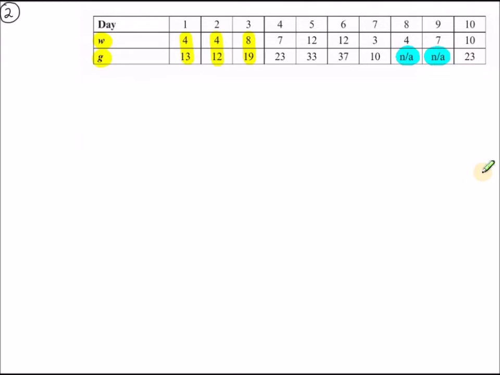If data is not available, there's nothing we can do about the data for day 8 and day 9, so we need to eliminate that from our data. So there was 10 days of data, and now we've got rid of day 8 and day 9, so we've got 8 days of data.